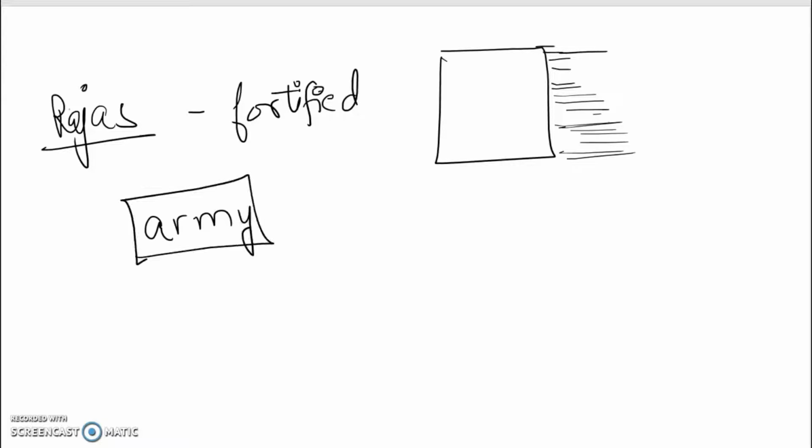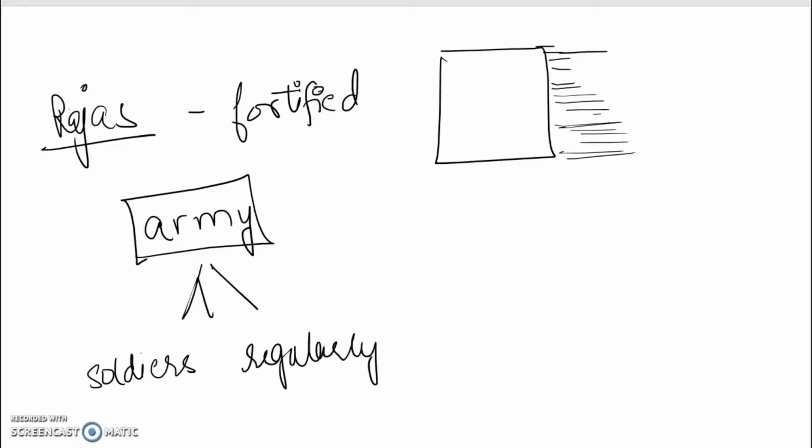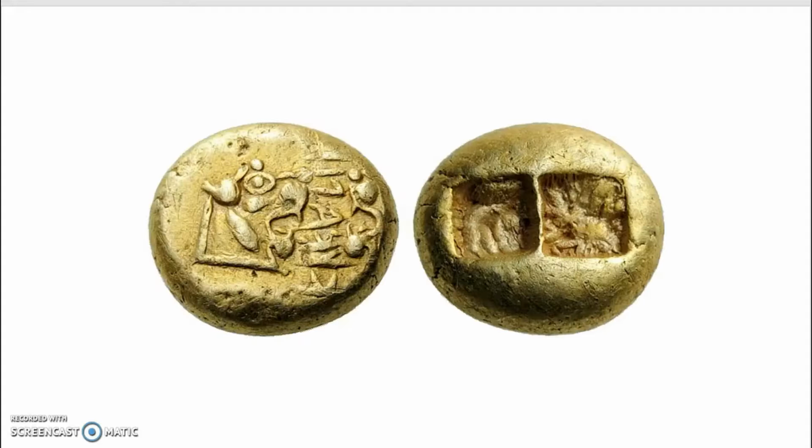Regular army means now the soldiers were there. They were regularly paid. And the king had to inspect them regularly so that, even if there's a slight scenario of war, they should all be capable of fighting. So these people were paid through these punch marked coins.